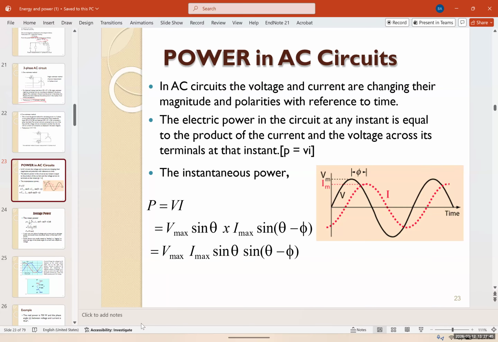Now, power in an AC circuit, we already had this equation. The reason that I mentioned this is because one of the students had a question in the previous class. Instantaneous power P is equal to VI, which is V max sine of theta times I max sine of theta minus phi. By the way, this is multiplication, it's not x. And for that, it's going to be V max I max sine of theta minus phi.